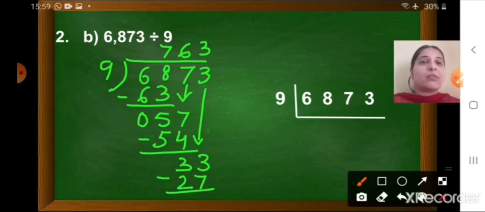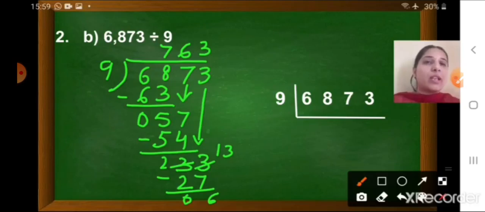Now let's subtract. We have to borrow here. So this will be 13 and there we'll have 2. So 13 minus 7 we'll get 6 and 2 minus 2, 0. So in this way the quotient here is 763.